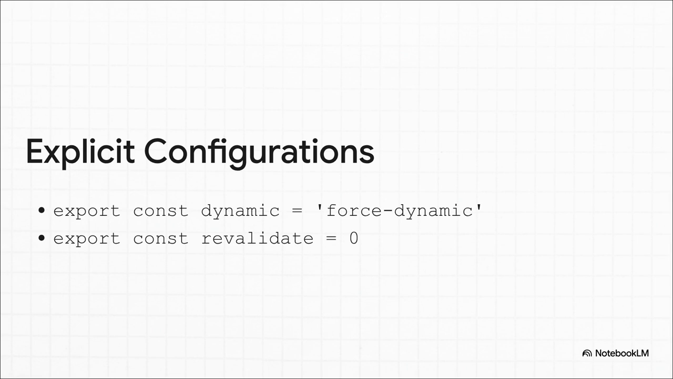The second category is a lot more direct. This is where you, the developer, literally tell Next.js what to do. You can just export a simple configuration from your page file like dynamic equals force dynamic that basically says, hey, Next.js, I don't care what you think. This page must always be rendered fresh for every single visit. It's you taking manual control.